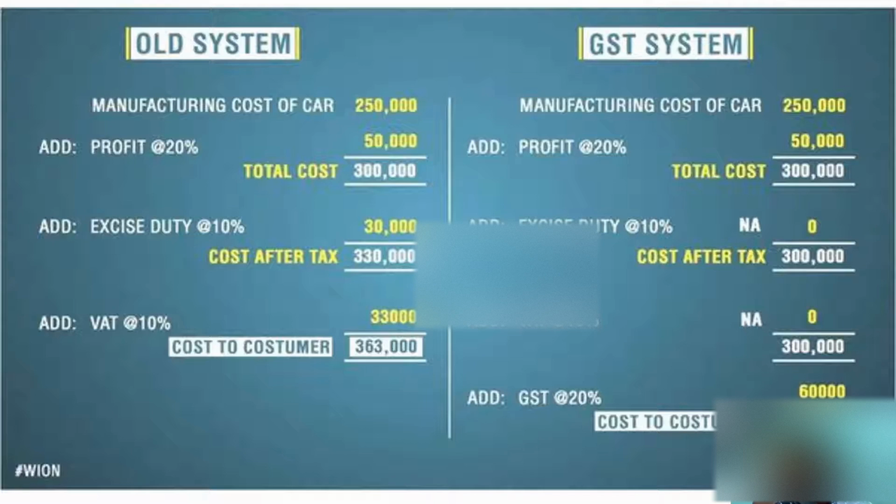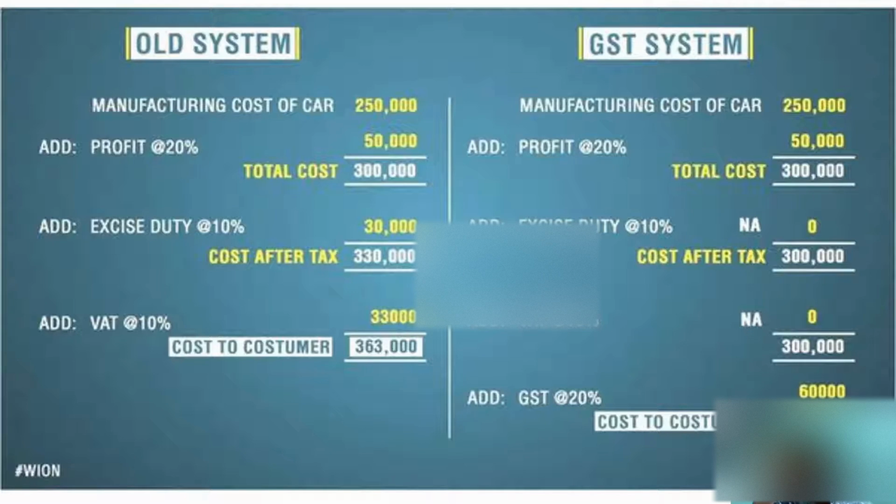Under the previous tax structure, when they're taxing a particular product, that adds value to the cost of the product, and then the value of the product would go up. Thus the amount that you pay as tax will also go higher, and when you pay tax on tax, it again increases the tax that is paid. So now let us take an example.